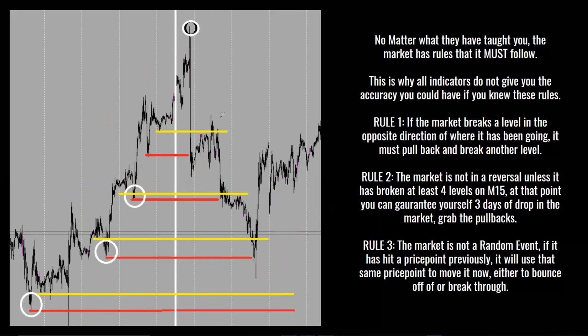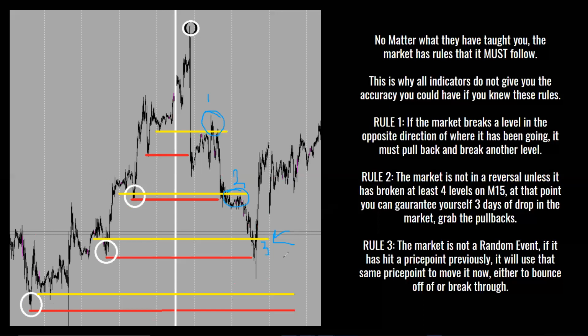Your trades are literally going to be you catching pullbacks. You're not catching the reversal. So here's your pullback. Pullback 1, pullback 2. Now this would have been pullback 3 right here had it followed the rules.